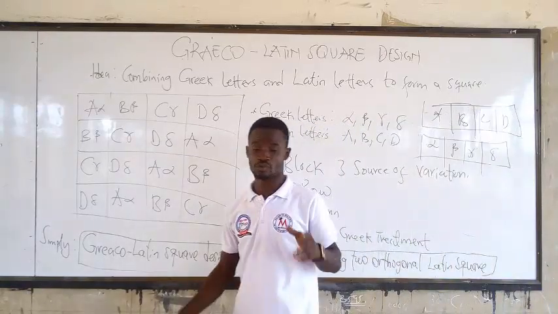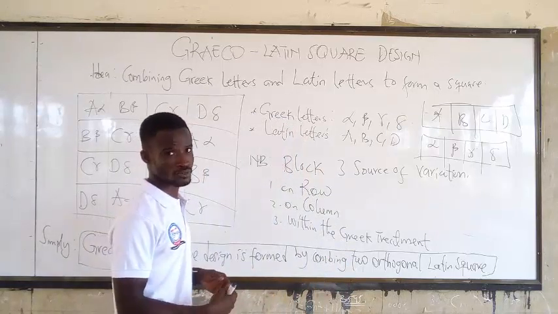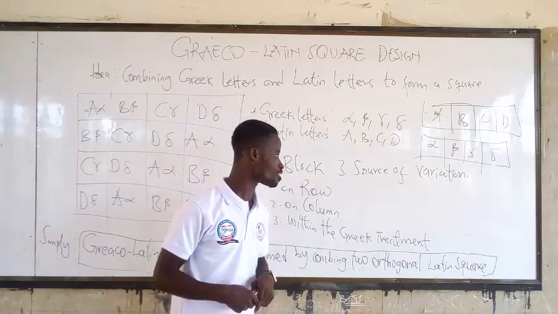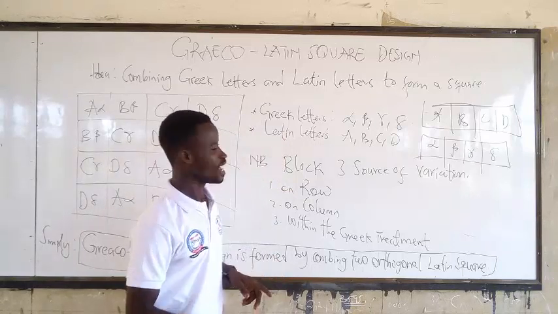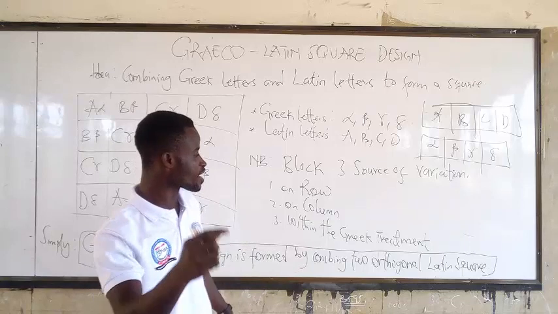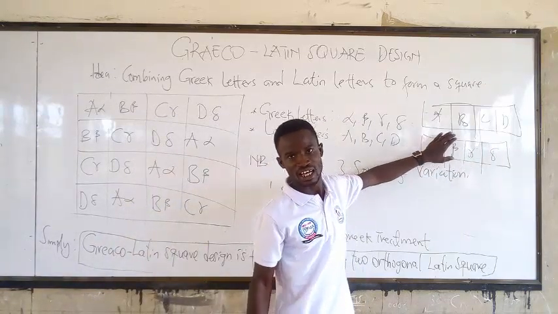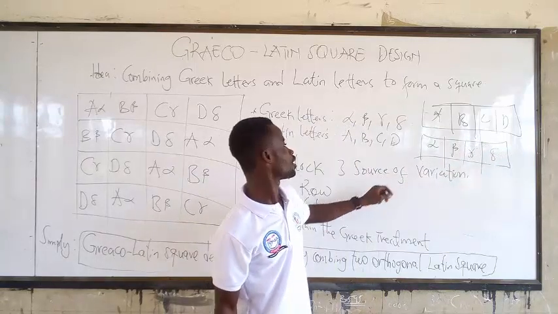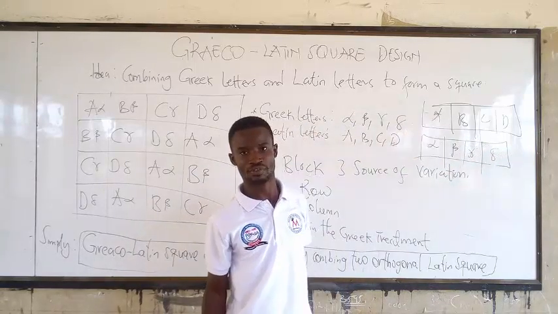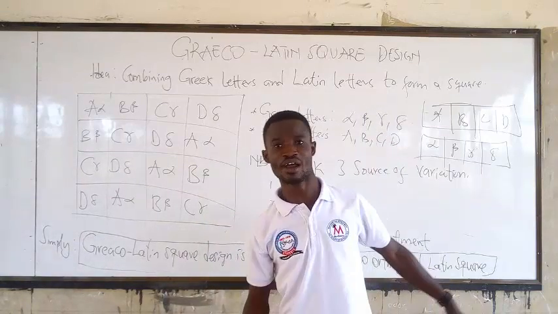But here we are going to deal with three sources of variation. One is the row, one is the column, and the third one is within the Greek treatment. So this Greek treatment is part of the blocking. A beautiful question.